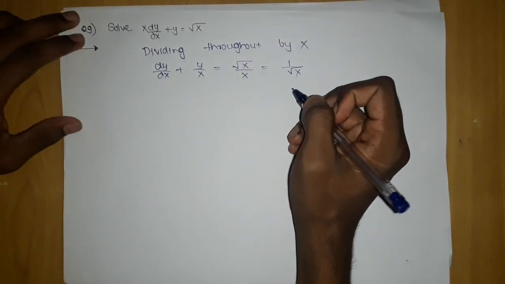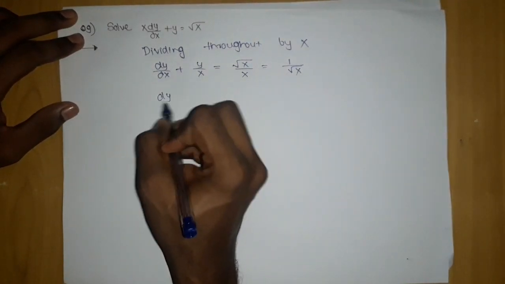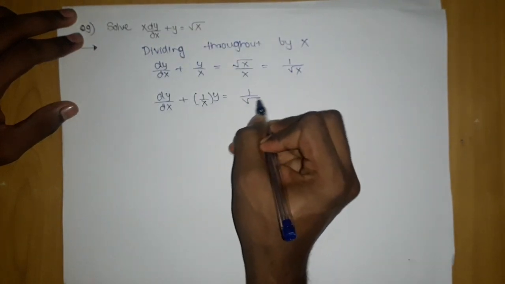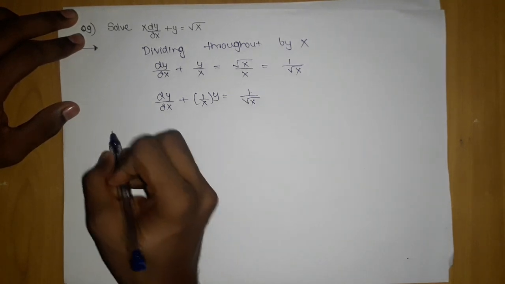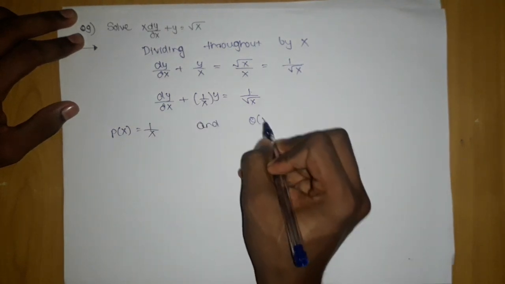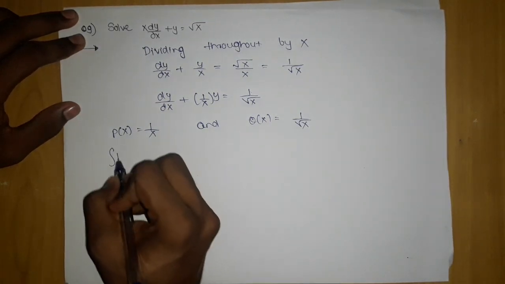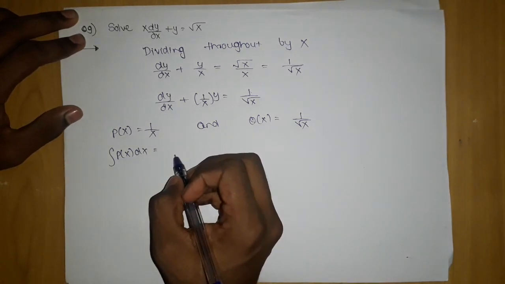Now writing the given differential equation in the format dy/dx plus 1 by x into y equals 1 upon root x. This is a first order linear differential equation of the form dy/dx plus P(x) into y equals Q(x), where P(x) is 1 by x and Q(x) is 1 upon root x. Now we need to get the integral of P(x) dx, which will come into the picture when we try to get the integrating factor.